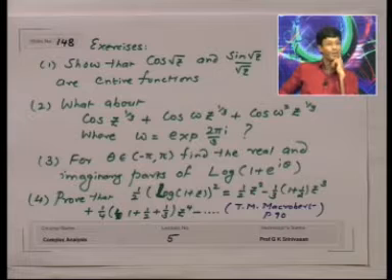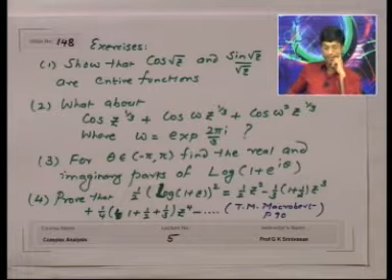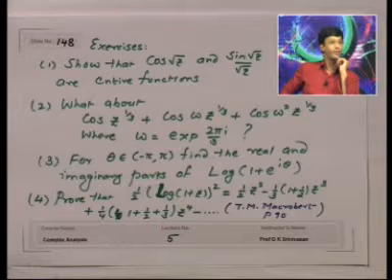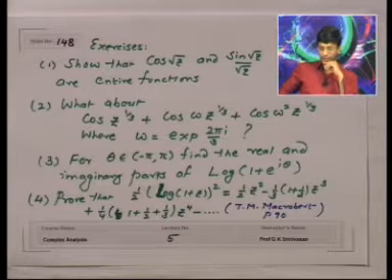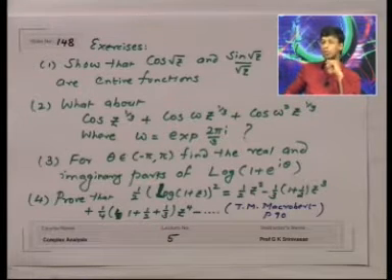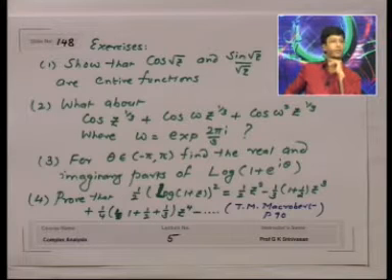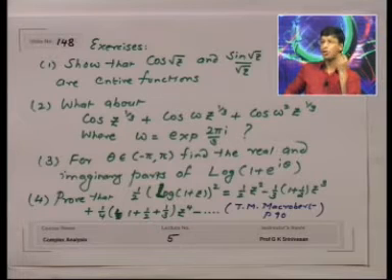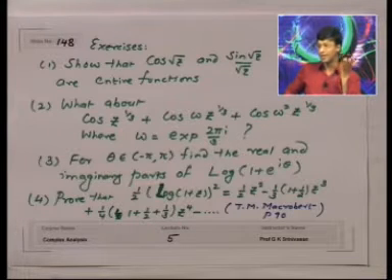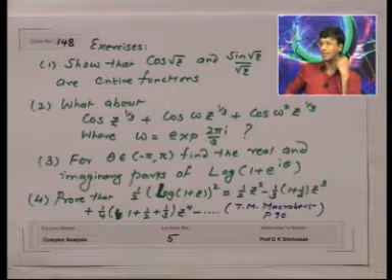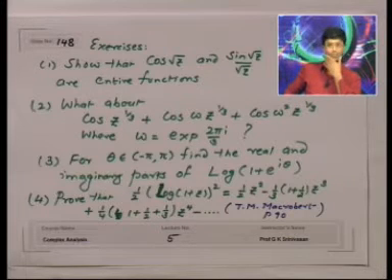For theta belonging to the open interval minus pi to pi, find the real and imaginary parts of capital Log of 1 plus e to the power i theta. And the fourth one is a problem from Macrobert's book. T.M. Macrobert wrote an old book, actually, on the theory of functions of a complex variable. There are lots of examples in Macrobert's book. Macrobert, Copson, Whittaker and Watson, Titchmarsh, these are the old classics. A number of exercises are available in these books.